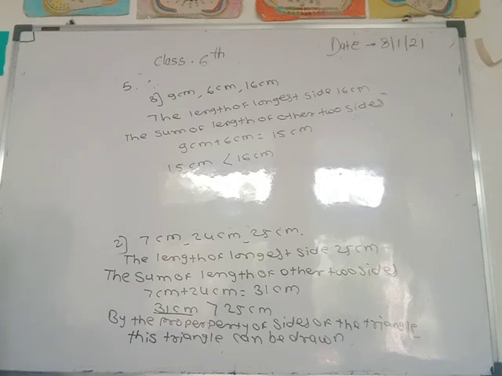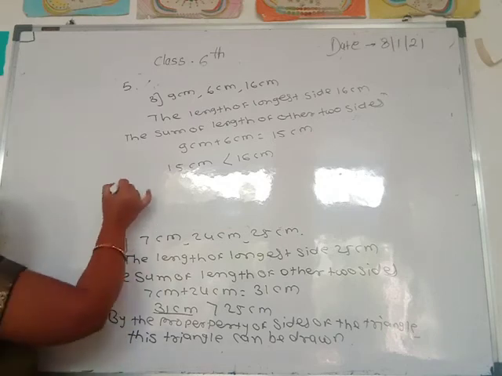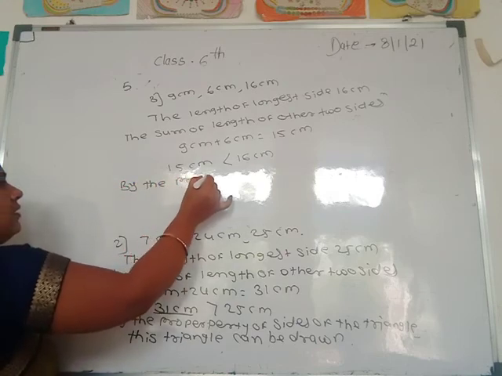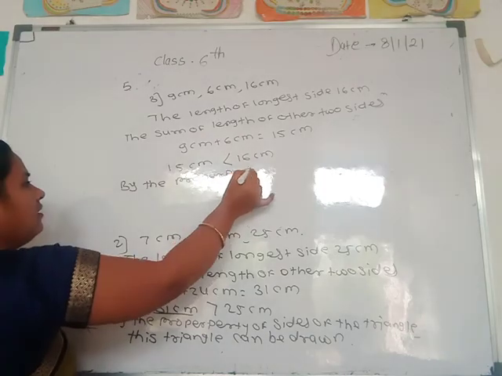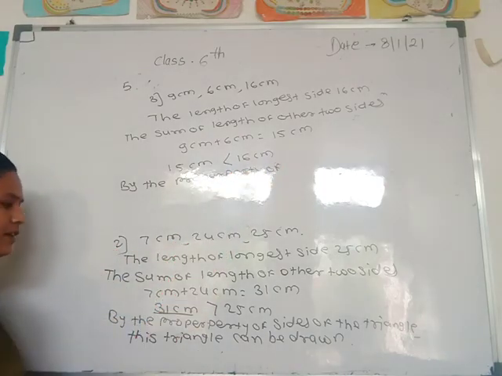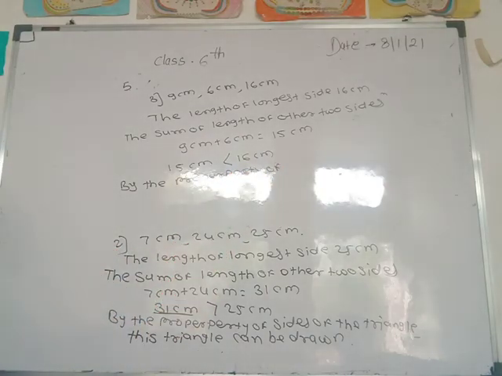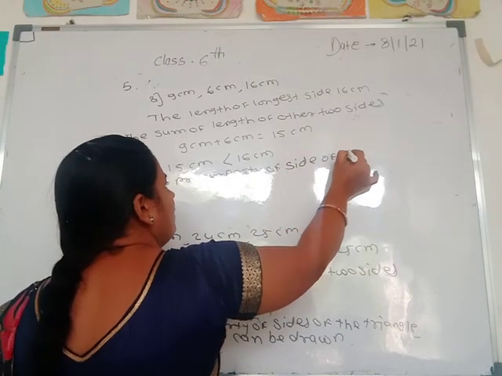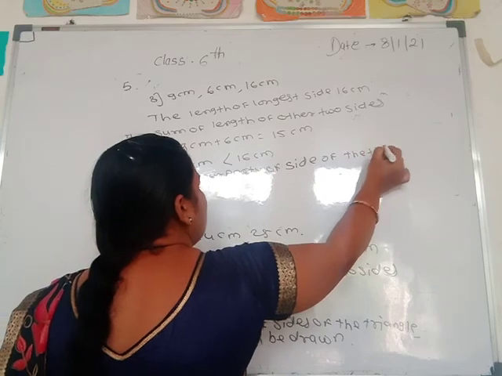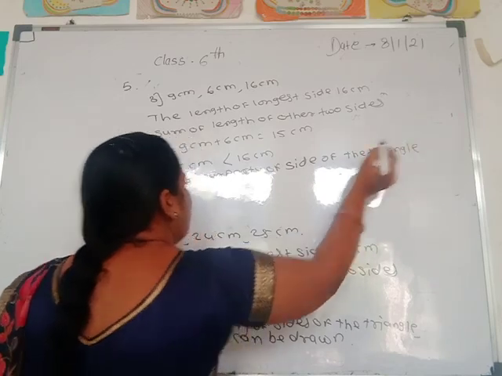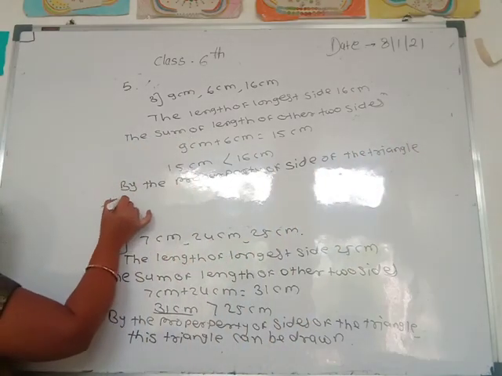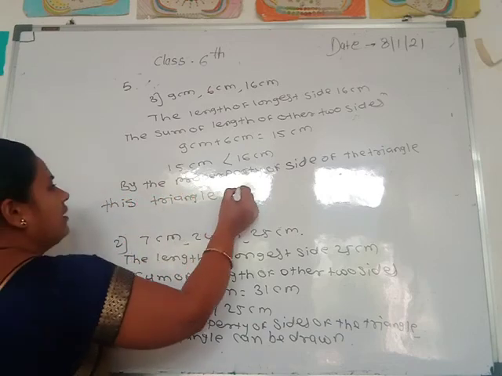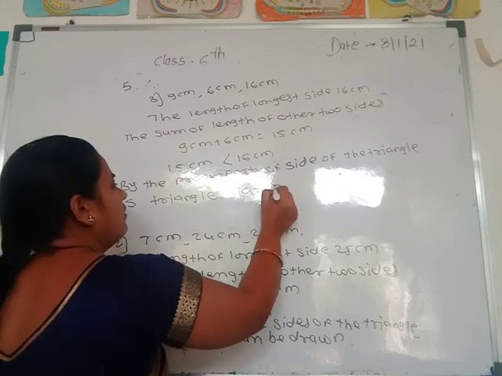This triangle cannot be drawn. You write here: by the property of sides of the triangle, this triangle cannot be drawn.